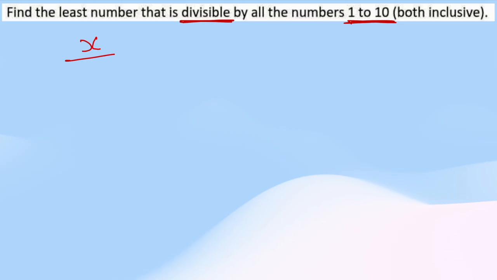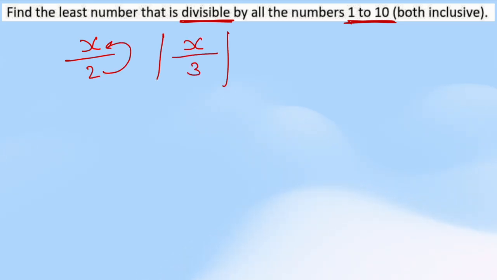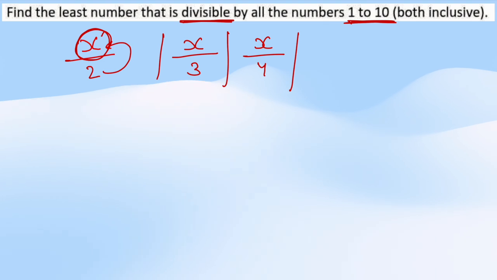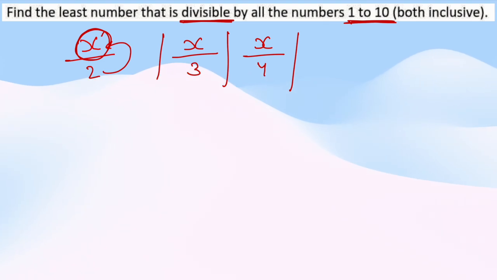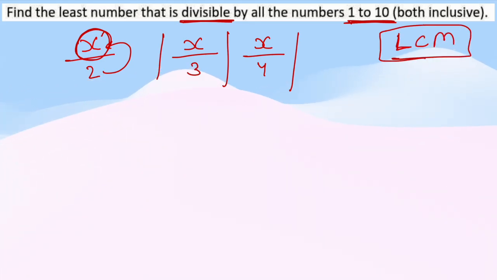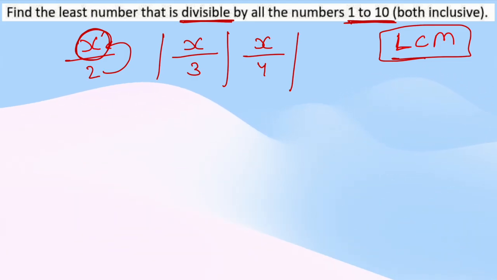This number should be divisible by 2 as well. The number should be divisible by 3 as well. The number should be divisible by 4 as well. Means this number should be a multiple of all these, so the number will be greater than that. If a number is a multiple of that, multiple means LCM. So we have to find the LCM. Indirectly they are asking us to find the LCM. One trick is there: whenever you think your answer will be greater than the given numbers, you have to find the LCM.